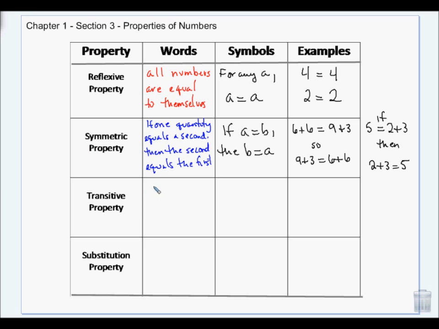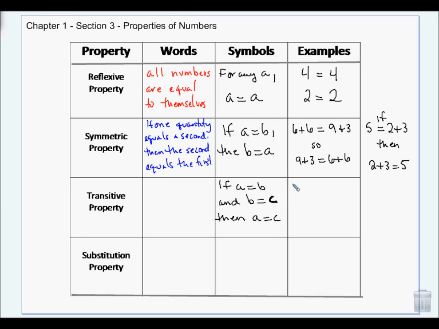I'm not going to list the words for transitive property. I'm not going to write out the description. It's very long and I didn't make the box big enough. Okay, but I will do the symbols. All right, so it's if A equals B and B equals C, then A equals C. So you can basically take out that middleman. So if one thing equals a second and the second equals a third, then the first equals the third.